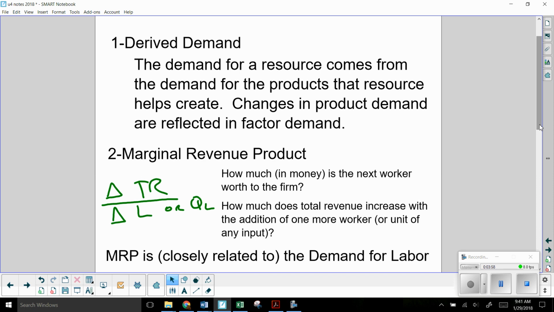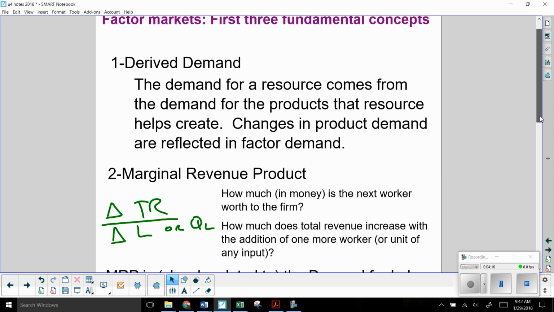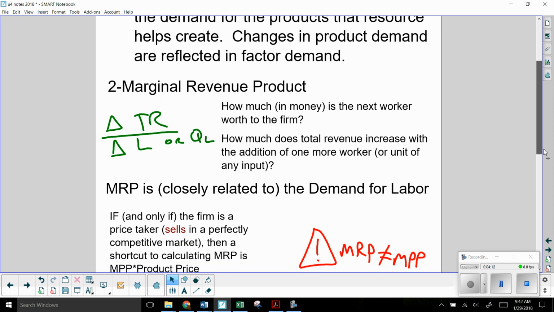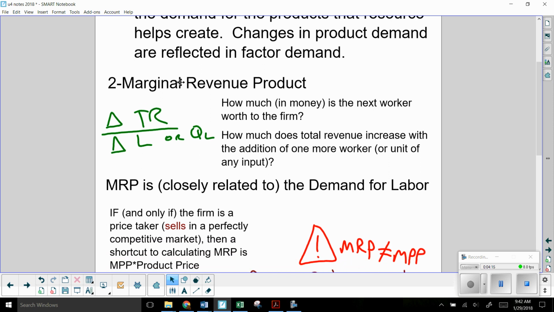And the idea is that changes in product demand are reflected in factor demand, and that's just the same direction. Demand for coffee goes to the left, then demand for all of the resources that it takes to make coffee also shifts to the left. The second big concept in understanding how we do factor markets is the idea of marginal revenue product.